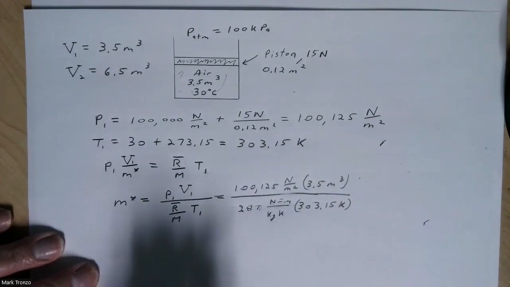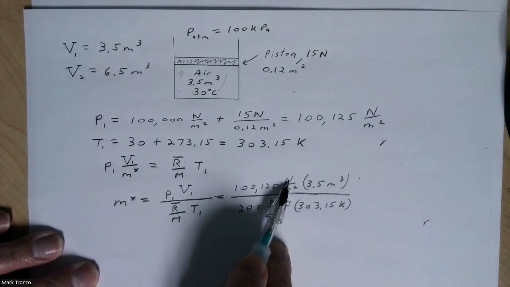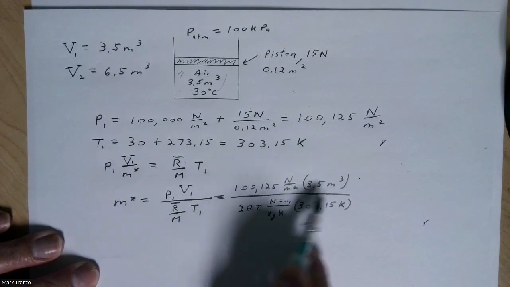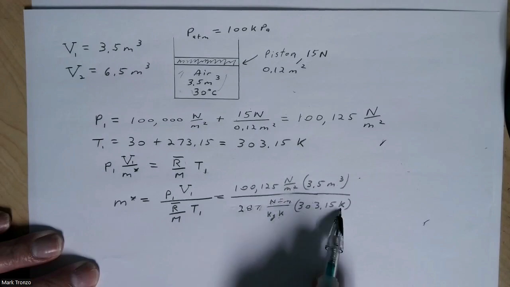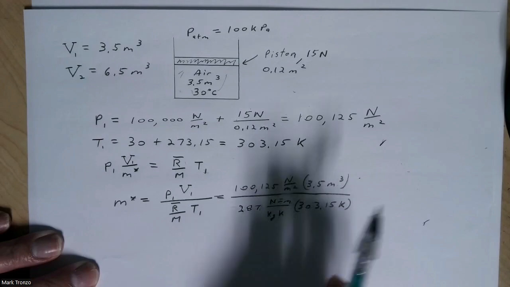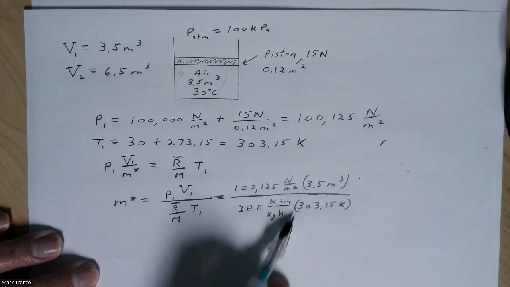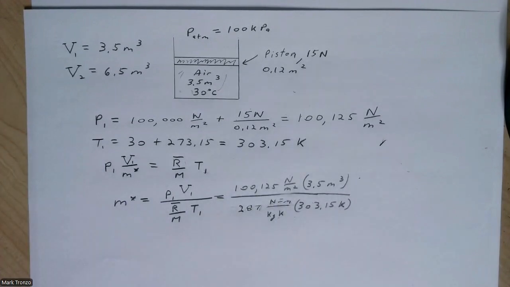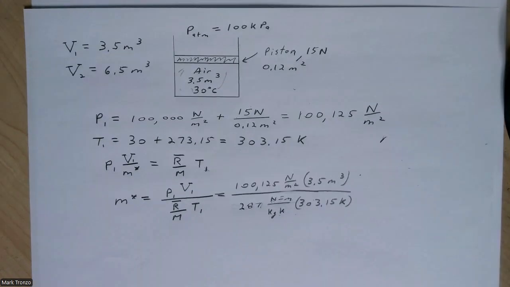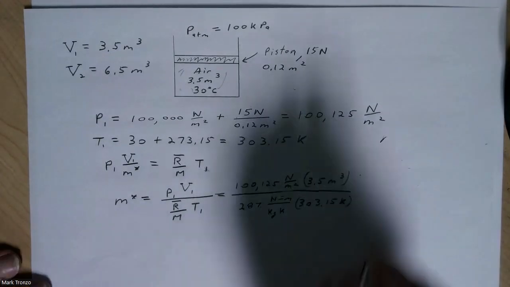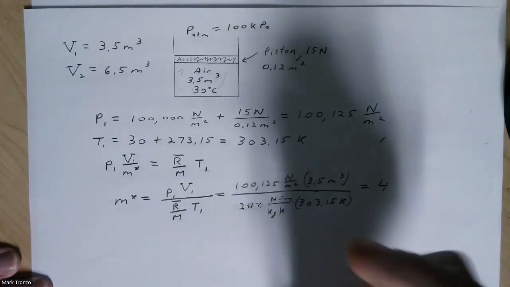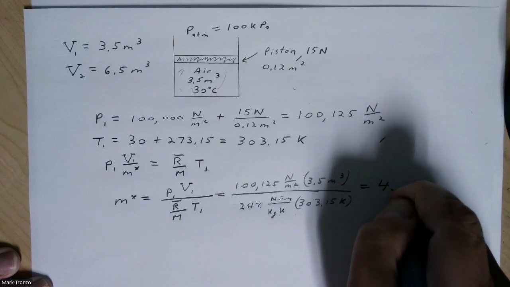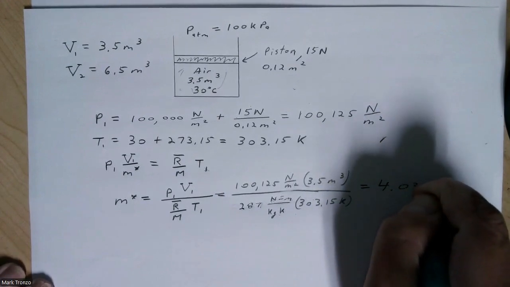This is kind of messy, but again, the newtons will cancel. And the meters cubed here, meters squared. This would be meters cubed. All the meters cancel. The K's cancel. So we have 1 over kilogram in the denominator. We do the reciprocal. That means kilogram. That's what we expect for mass. And when I put this in the calculator, I get 4.03 kilograms.